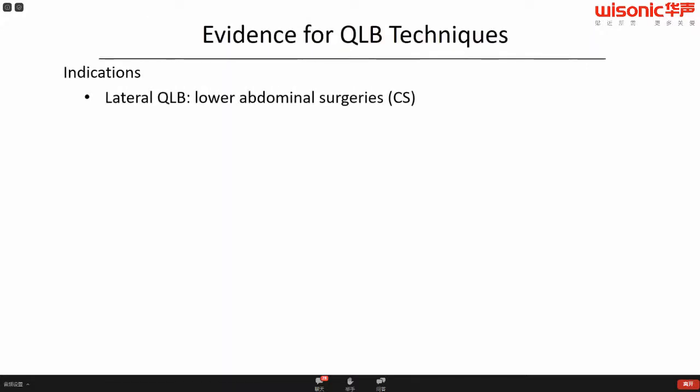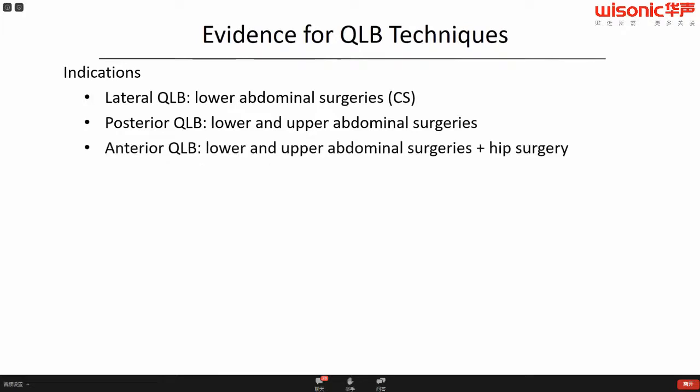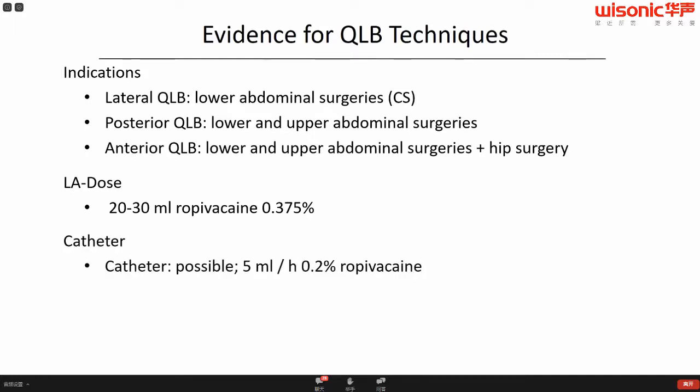What is the evidence for the QLB techniques? Indications for the lateral QLB are lower abdominal surgeries, for the posterior QLB lower and upper abdominal surgeries, for the anterior quadratus lumborum lower and upper abdominal surgeries and hip surgery. Which dose should be used? At least 20 ml of ropivacaine, for example, 0.375%, or bupivacaine. Catheters are possible. You can use a continuous rate of 5 ml per hour of 0.2% ropivacaine.